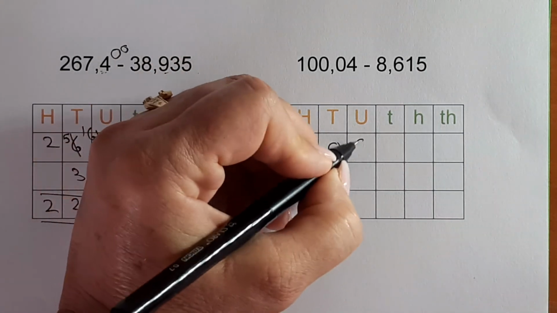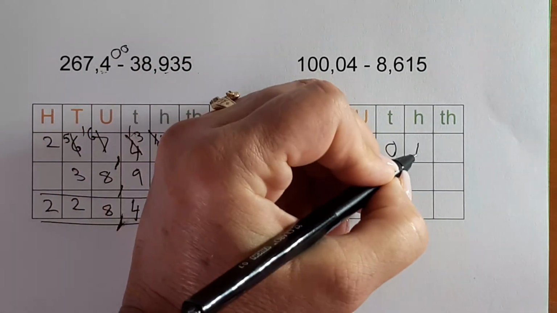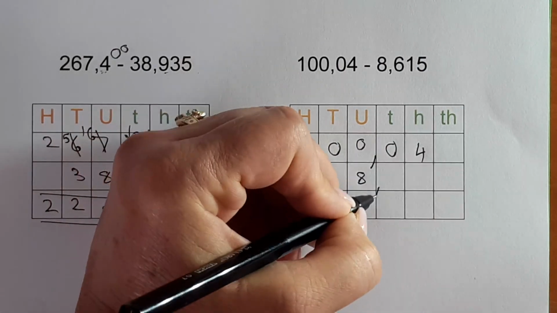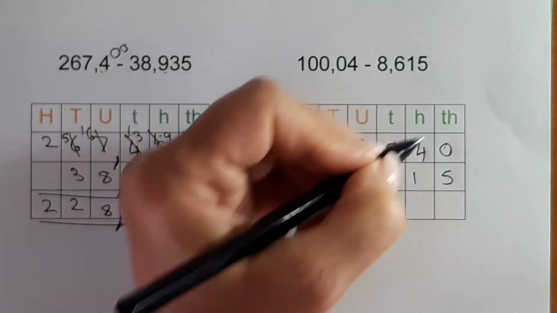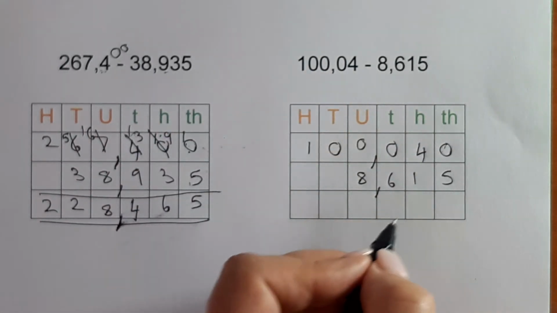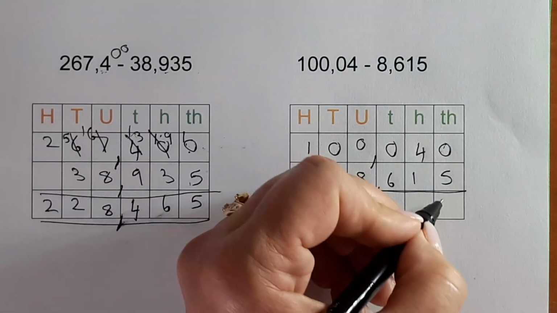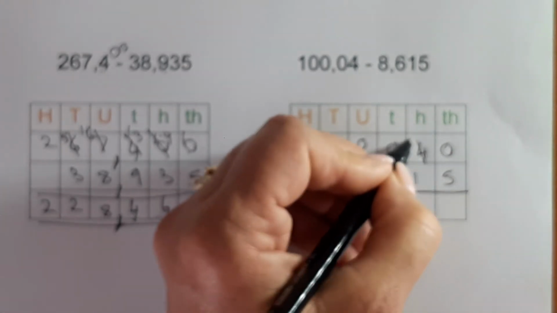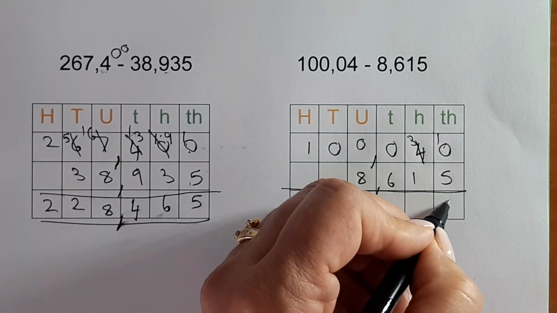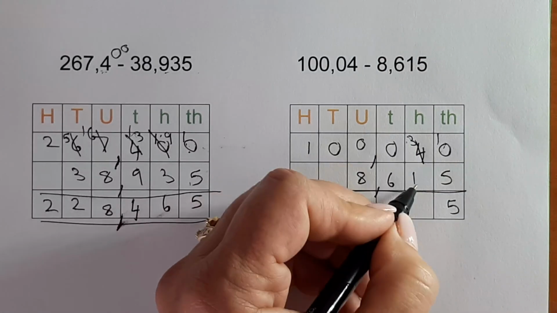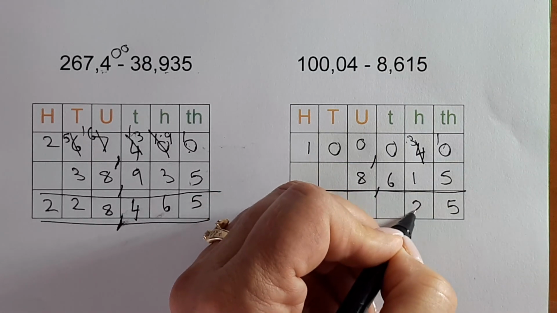With 100, 0,04, 8, 615. There are no thousands. I put a comma that side. When I subtract now, 0 minus 5 is too little. Take 1 from there. That gives me 10 minus 5 is 5. 3 minus 1 is 2.